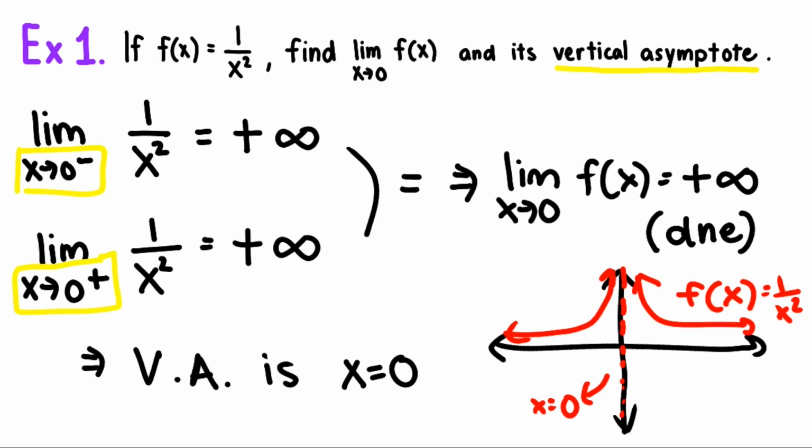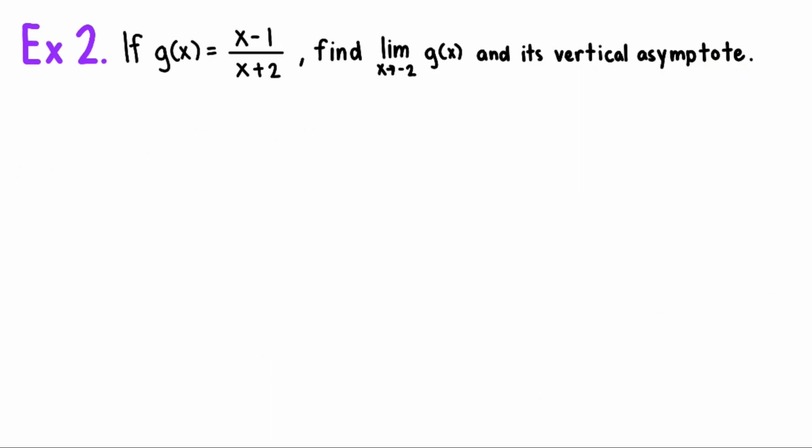And now let's move on to the second example. We are given g of x equals x minus 1 over x plus 2, and we are tasked to find the limit of g of x as x approaches negative 2 and its vertical asymptote.